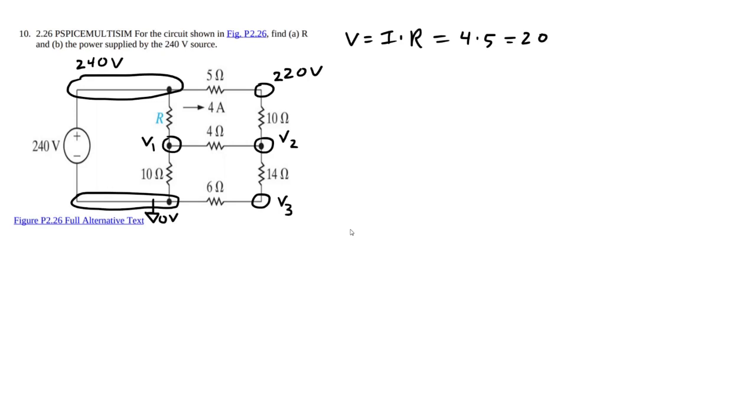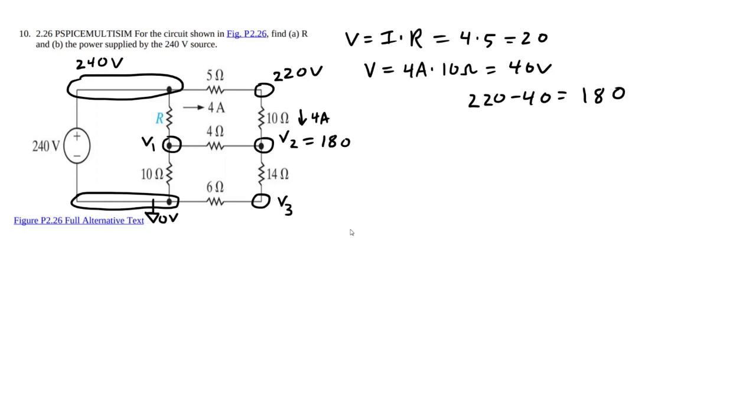You can also note that I can find V2 really easily by that same process. Because we have 4 amps going this way, there's nowhere else for the 4 amps to go because these two resistors are in series. So let me write the 4 amps right here. If we have 4 amps going through that 10 ohm resistor, the voltage drop across that resistor is going to be 4 amps times 10 ohms, which equals 40 volts. Now, what is 220 minus 40? It's 180. So that means V2 equals 180 volts.